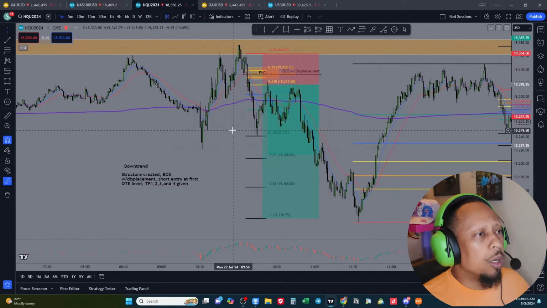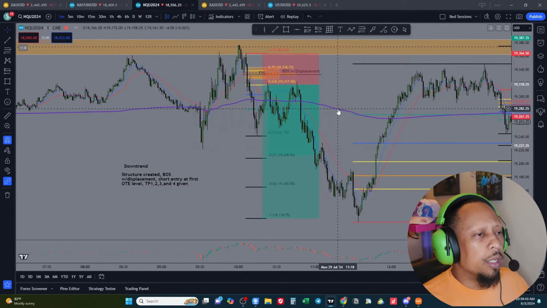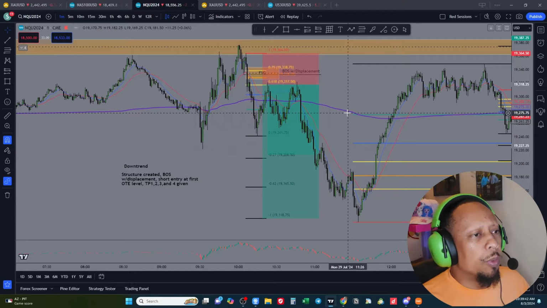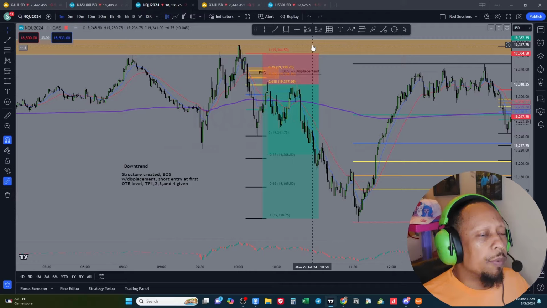Overall, you want to start out by looking for your bias. I use the VWAP. So normally if I'm under the VWAP, I'm looking for shorts. If I'm above the VWAP, of course, I'm looking for longs.